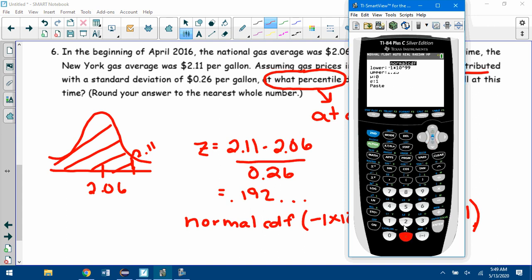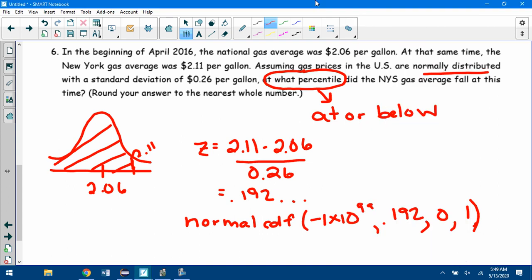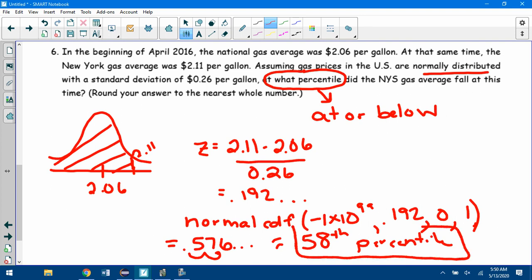So the upper is 0.192-ish. Rounding to the nearest whole number, when I hit enter, 0.576. So that's the percent of the data that's below it. Move the decimal place 2 to the right, because we're talking percentile, so you want to get the percent. 57.6 is about equal to the 58th percentile. Okay? So percentile, you really got to know it means at or below.